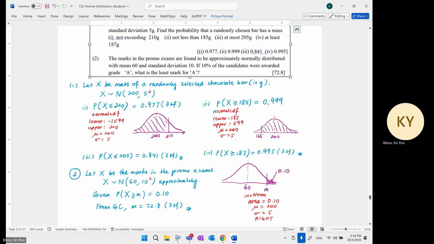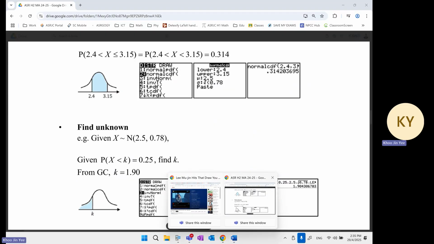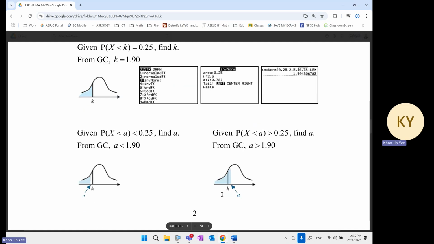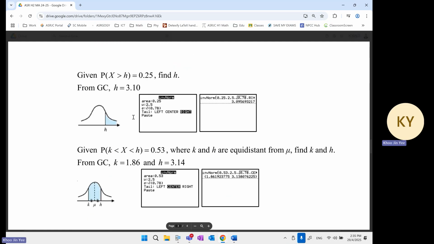Okay, so question 1 is forward, question 2 is backwards. Now let's take a look at some of the other backwards kind of questions. What are some of the backwards kind of questions? It would be something like this. If it is more than, then we use the right tail.